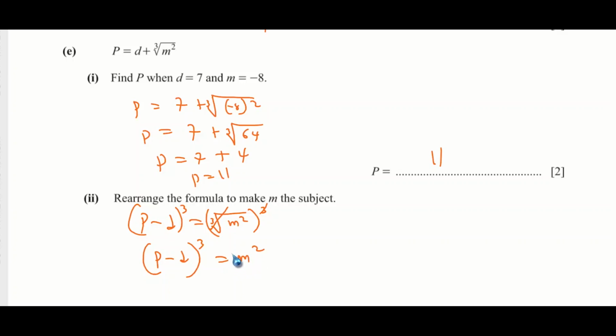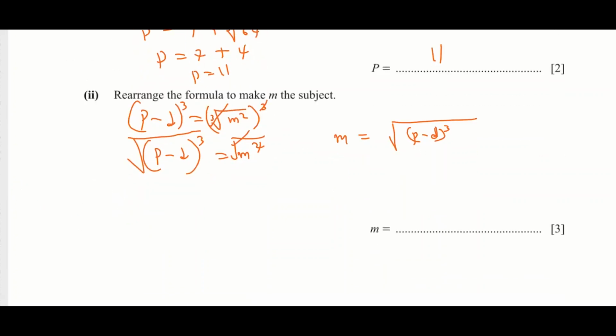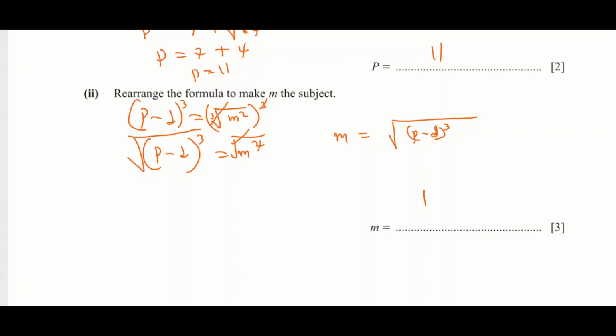Then finally, take the square root of both sides to make M the subject of the formula. So square will cancel square root. We are left with M equals the square root of P minus D to the power of 3. So we can write our final answer here: M equals the square root of P minus D to the power of 3.